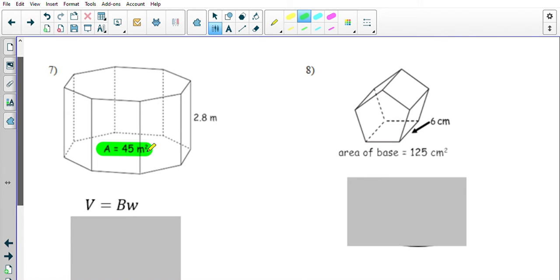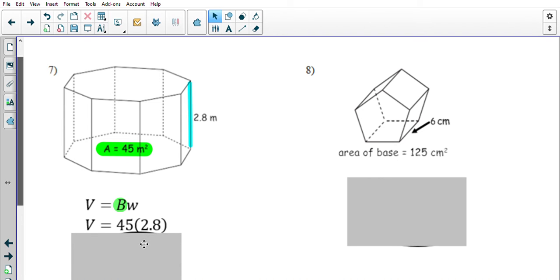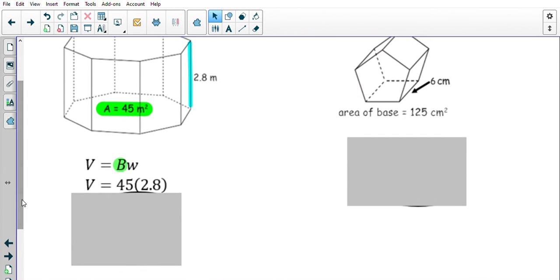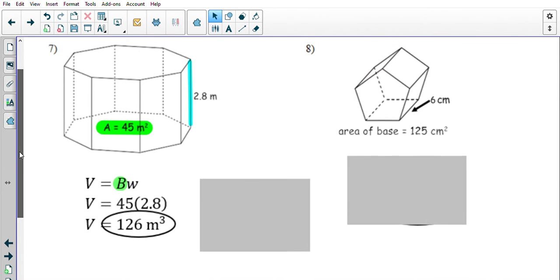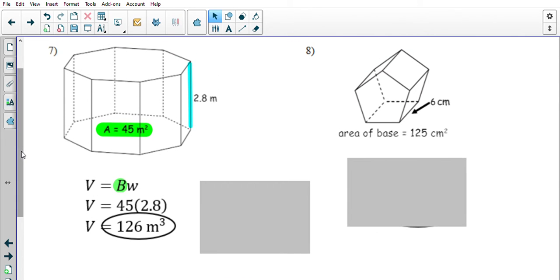Thank goodness we're given the area of the base to be 45. The width of this thing is the distance between your two bases, which will be 2.8. So we are going to do 45 times 2.8 to get our volume, and we'll get 126 meters cubed. So it's actually easier than your triangular prisms because we're giving you the area of the base. If it's a shape that we're not familiar with finding the area of, we'll make sure to give you the area of that base.